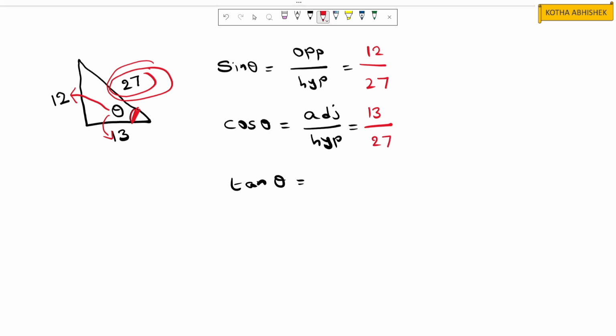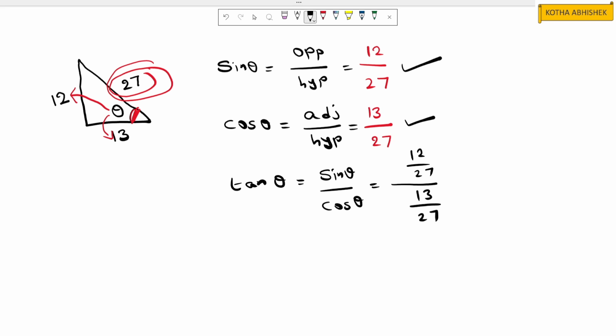Now coming to this tan theta value. Tan theta you can find out in two ways. One is the tan theta formula: sin theta divided by cos theta. Here we have the sin theta value, right? Substitute that in the numerator, so 12 divided by 27, divided by the cos theta value, which is 13 by 27. In both the numerator and denominator, if we observe, 27 we can cancel. So we remain with 12 divided by 13. So the tan theta value is 12 by 13.